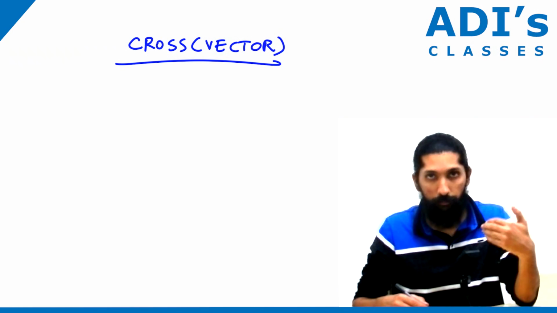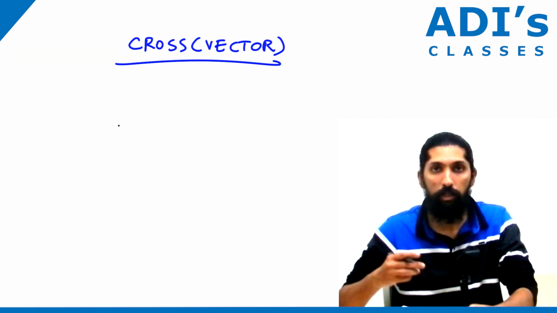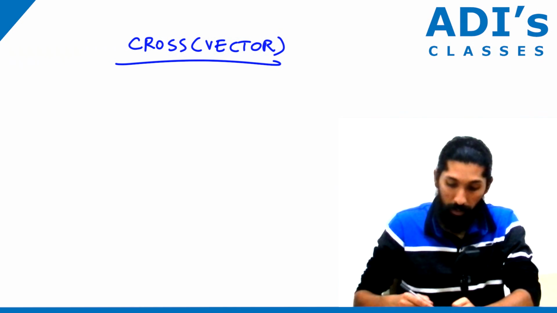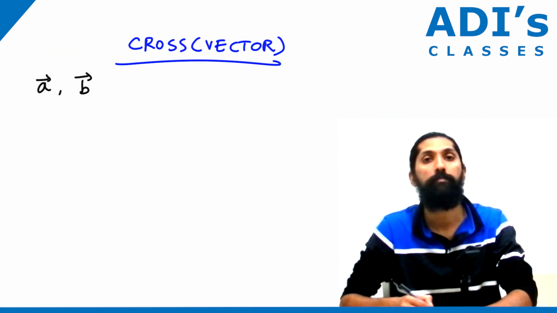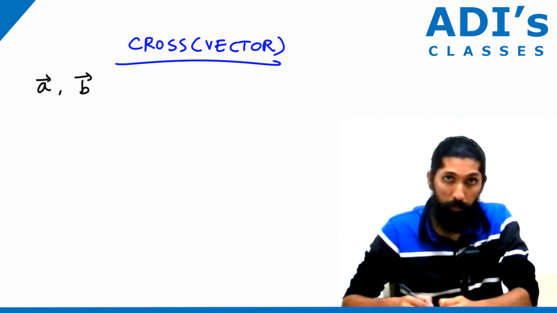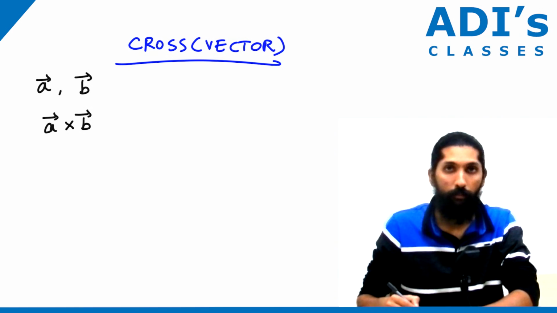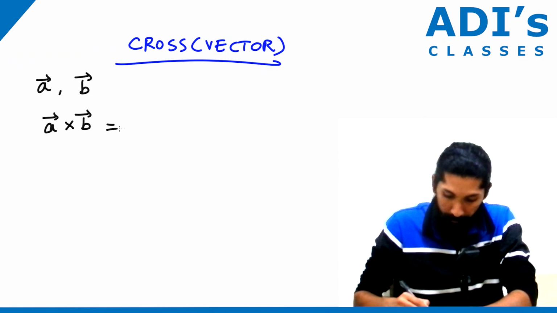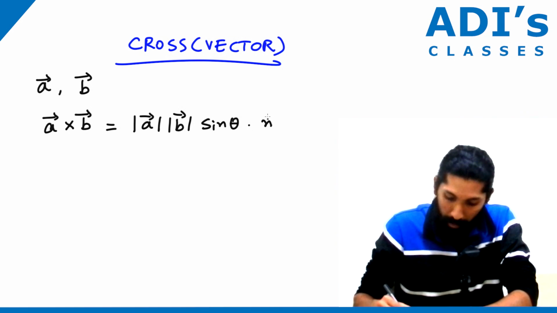This is the next type. Now, again, you have studied this, you have done problems on this, but still it's more like a revision, or you can say a little more detailed discussion about the cross product. Whenever we have two vectors, say vector A and vector B, the cross product between the two vectors, that is vector A cross vector B, is going to be mod of A into mod of B into sine theta into n cap.